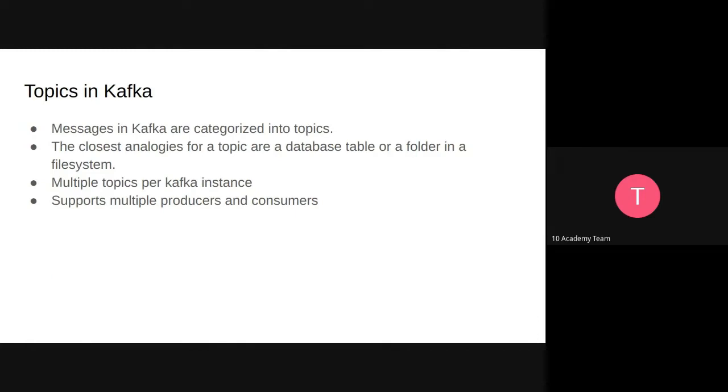Okay, then topics. So what are topics? We have already seen messages in Kafka. Kafka is composed of different entities, and one of them is messages, and the other one is topics. Messages in Kafka are categorized into topics. So each message that we are going to send can be categorized into different topics in the Kafka broker. In a single broker, we can have multiple topics. Then in each topic, we can have lots of messages being produced or consumed. And the closest analogy for a topic is a database table or a folder in a file system.